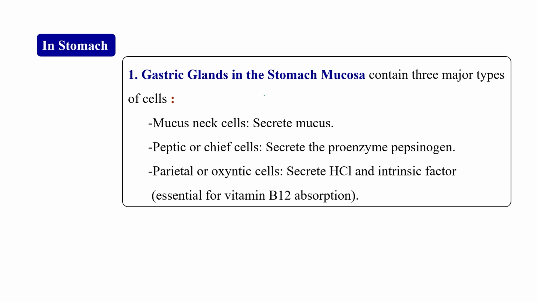Now food moves from the esophagus by peristaltic movement towards the stomach side. And this stomach contains certain glands which are known as gastric glands. These gastric glands are present in the stomach mucosa. And this stomach mucosa contains 3 different types of cells. In the last lecture, we have seen that particular diagram. Some cells are mainly involved in the secretion of mucus, known as mucous neck cells.